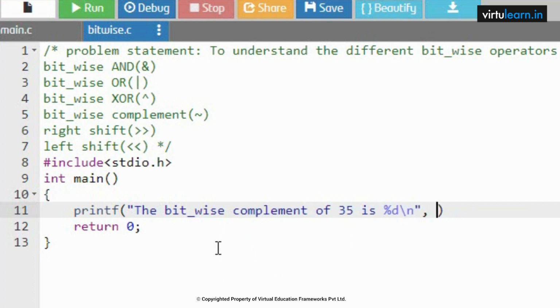So what is bitwise complement? Let us understand, the bitwise complement is also a kind of unary operator. It changes 1 to 0 and 0 to 1, and it is denoted by tilde. Now let us imagine we got a number 35. The binary equivalent of 35 is 00100011.